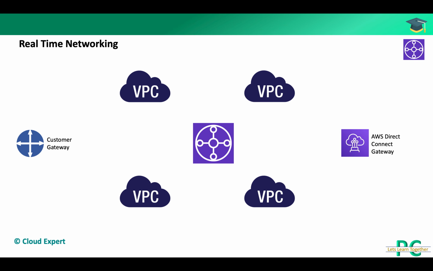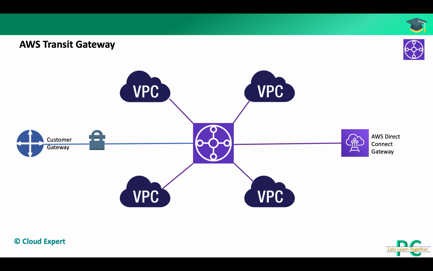What you have to do? You have to provision one transit gateway per region. One transit gateway per region. And what you can do? You can create a hub and spoke model.